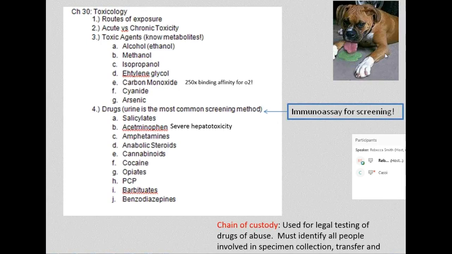Then we have cyanide that binds to heme iron that can become quite deadly. That's what they used in the concentration camps in Germany. They told people they were taking showers, but instead cyanide gas came out.